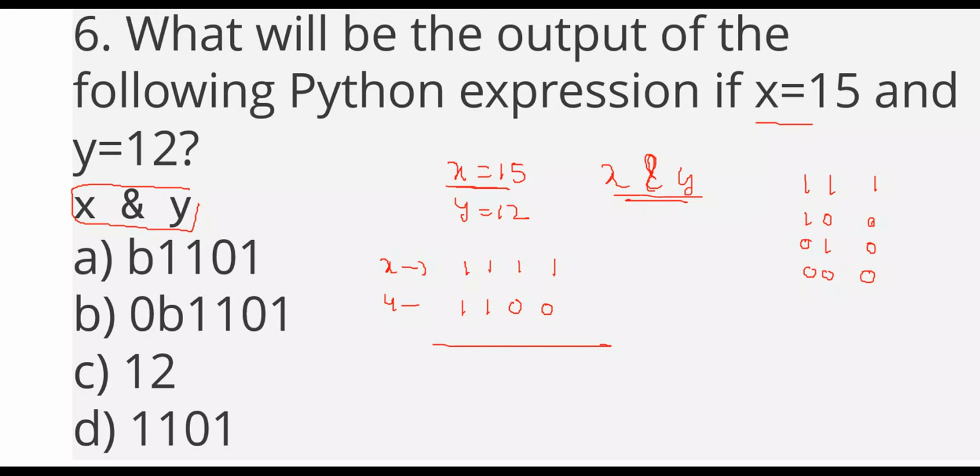Now if you make an AND operation between x and y, these are different, so it gives 0. 1 and 0 gives 0. Both are ones, the answer will be 1. Both are ones, the answer will be 1. So finally, you are getting 12 as the output. Here we simply did the bitwise AND operation between the binary equivalent values.